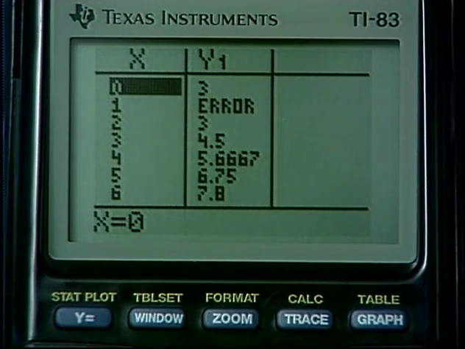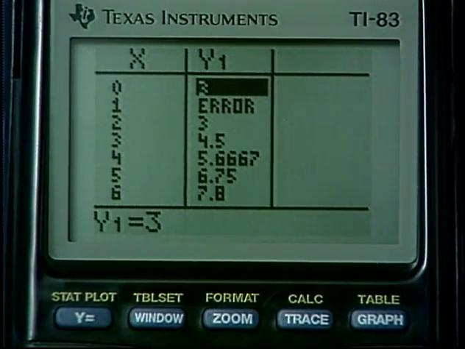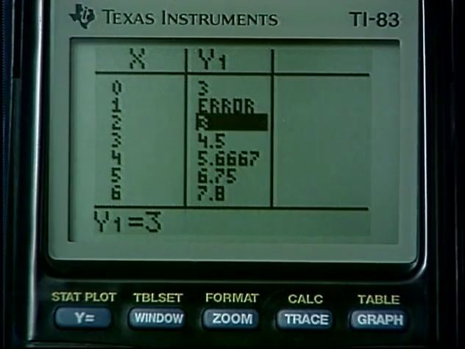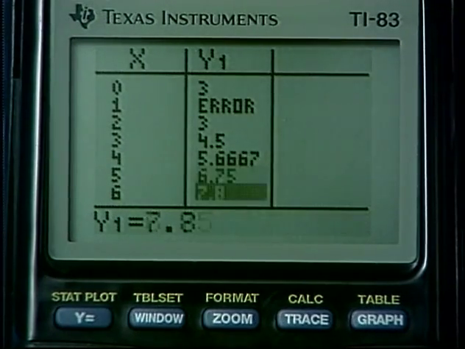If I'm using a point plotting method, and that of course is what's going on within the calculator, then 0 corresponds with 3 here, and 1 is an error to the calculator. There is no definition for x equals 1 because it causes an undefined situation, and that's where our vertical asymptote was. And we can see that 2 goes to 3, 3 goes to 4.5, and so on down the line.